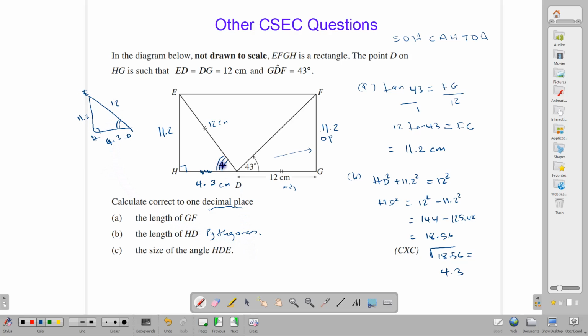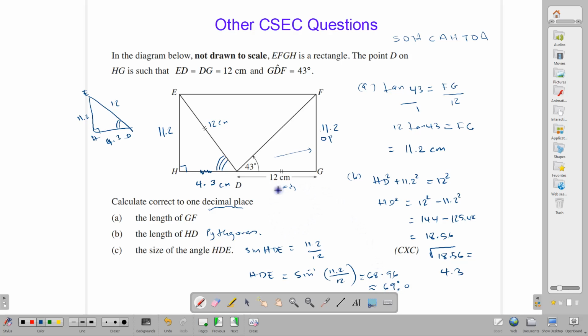So we can just say, using sine, the sine of the angle HDE is equal to the opposite side, 11.2, over 12, which means that HDE is equal to the sine inverse of 11.2 over 12. And once we put that in our calculator, second function sine of 11.2 divided by 12, we should get, for our answer, 68.96 degrees, but it wants it to one decimal place. When you round it off, it turns out to be 69 degrees.